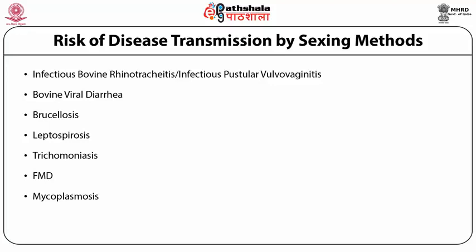So these infectious agents may contaminate, and if the bull is suffering with any of these diseases, the disease may spread very rapidly, because the semen of a single high quality bull will be used for thousands and thousands of females.